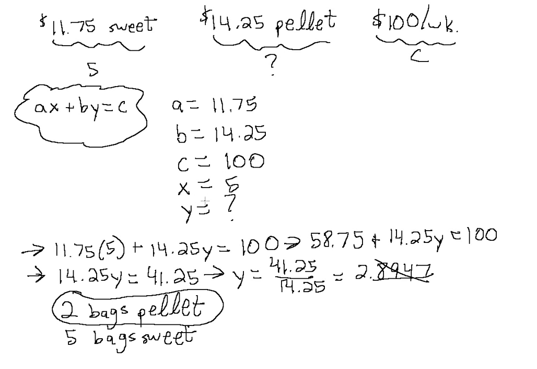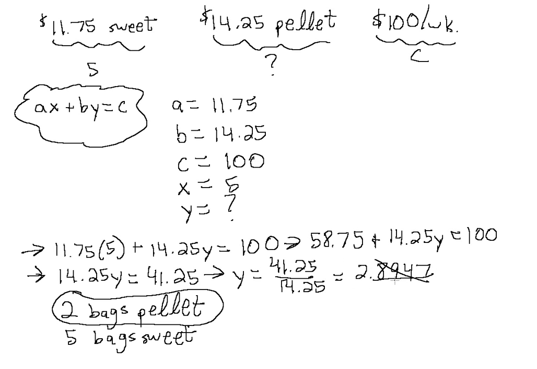So we labeled that as our Y variable, the number of pellet bags, and we solved it, and we circled our answer just to make sure that it's not ambiguous about what we're answering here. And we want to know if it makes sense. We don't want 2.8947 bags. We can't have a fraction of a bag. So we want to round down.